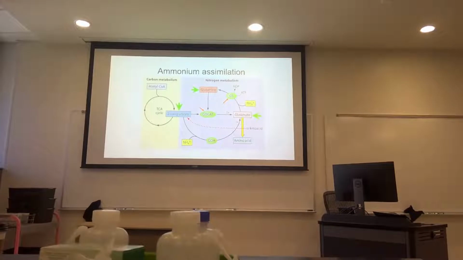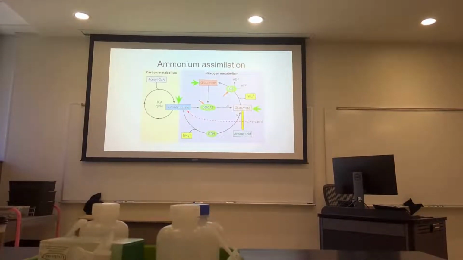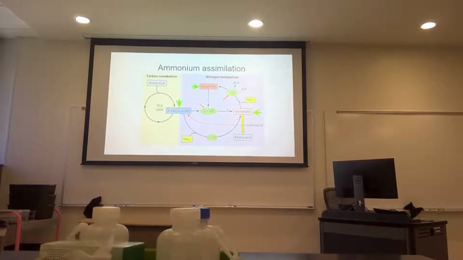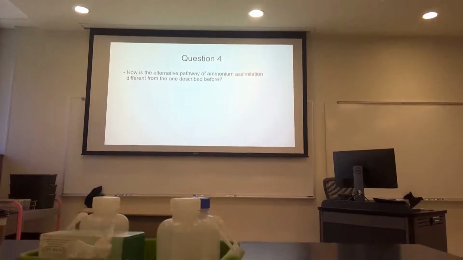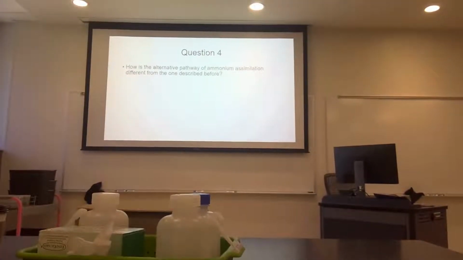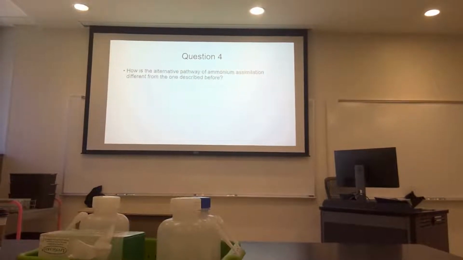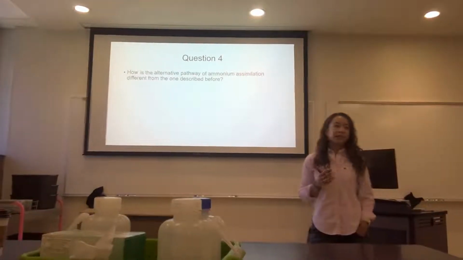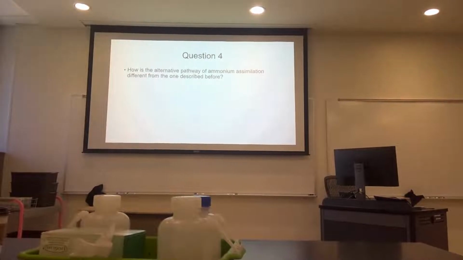Now, I don't need you to remember the name of the enzymes. You can tell me glutamate is converted to glutamine by another enzyme. That's all I care that you remember. Now, so this is the main goal. So there is an alternative way with just one enzyme. You can actually assimilate ammonium with a single enzyme, instead of glutamine synthase and glutamate synthase.